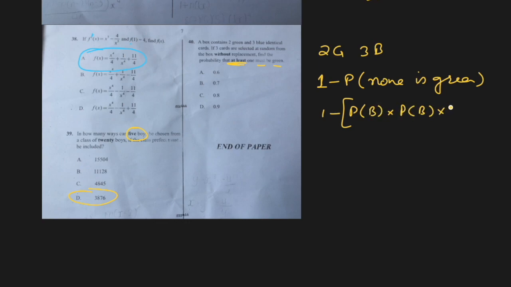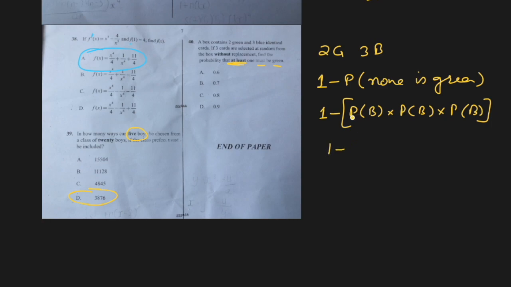Whenever we have at least one, do what? 1 minus the probability that none is green. That will ensure that at least one of them will be green because we are subtracting from 1. So 1 minus the probability that the first card is not green, meaning blue, second card is also blue, and third card is also blue. This will be that none of them is green. If we subtract from 1, it will be at least one of them will be green.